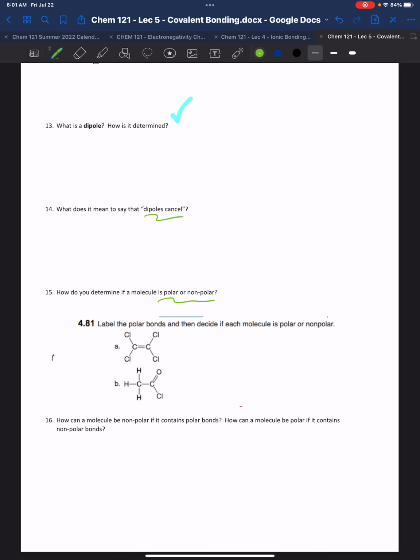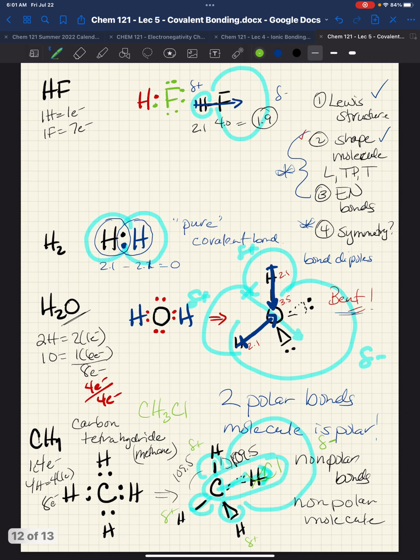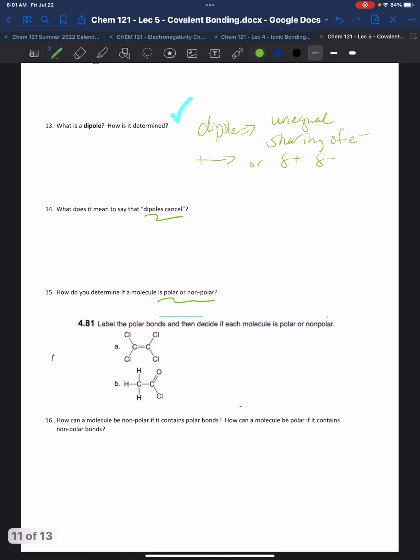So we think about a dipole, right? A dipole is this unequal sharing of electrons, symbolized by an arrow, right? Or the cursive D's, right? If we did one more and we did carbon dioxide, this would give us an example of how these dipoles might cancel.